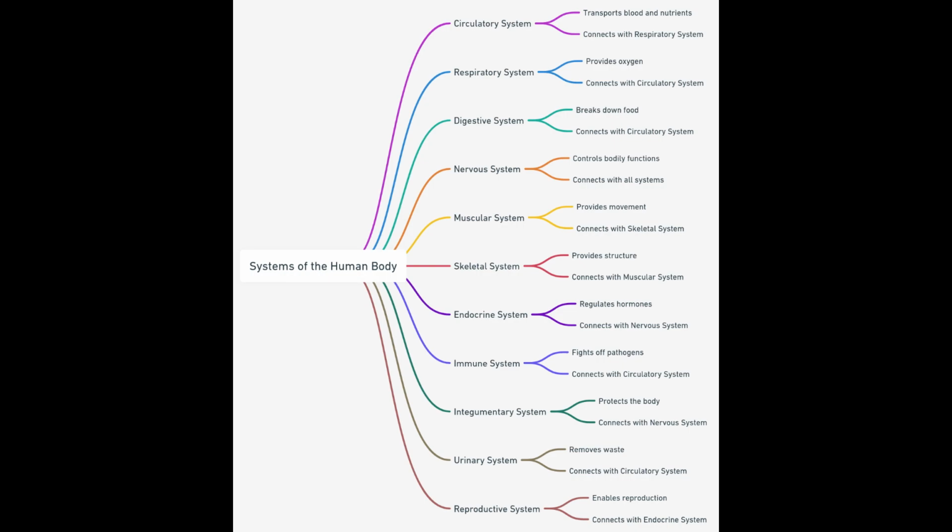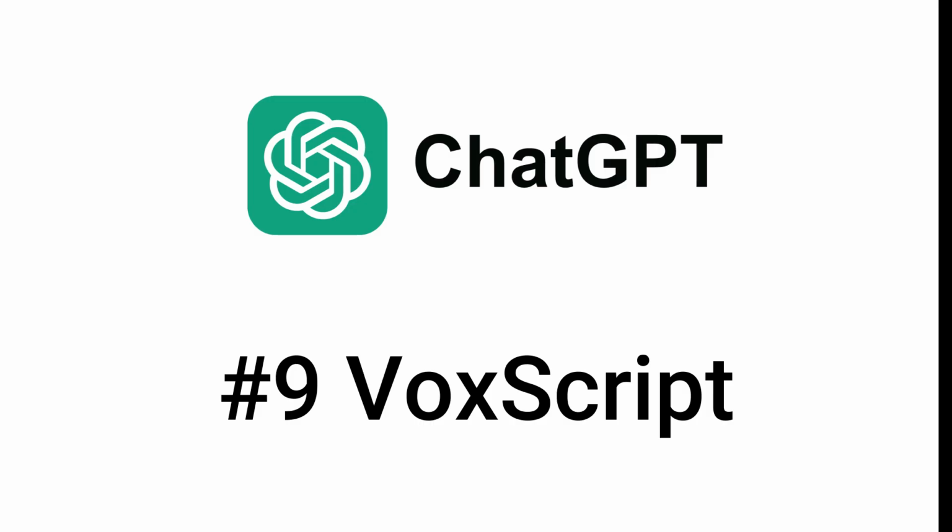That's actually pretty good. I mean, that is a decent study tool. We've got all the systems, exactly what they do, and it's simple enough to understand. So this is a great tool if you are studying and you want to make kind of a flow process of something. Very cool. Then we have Vox Script.